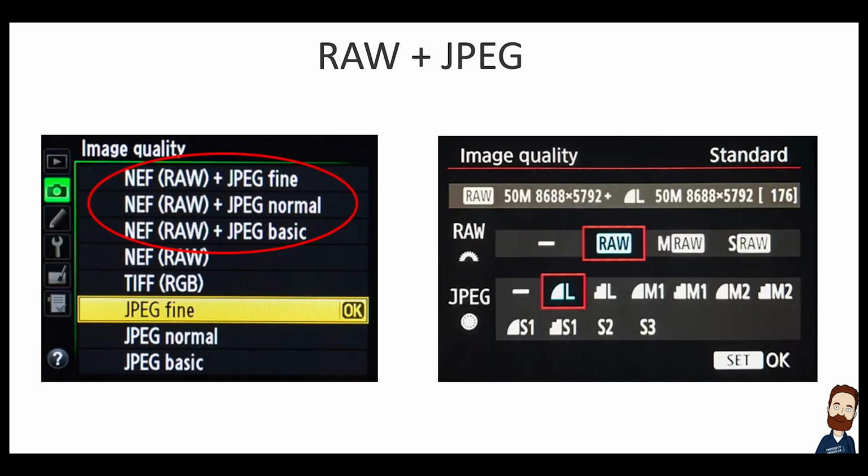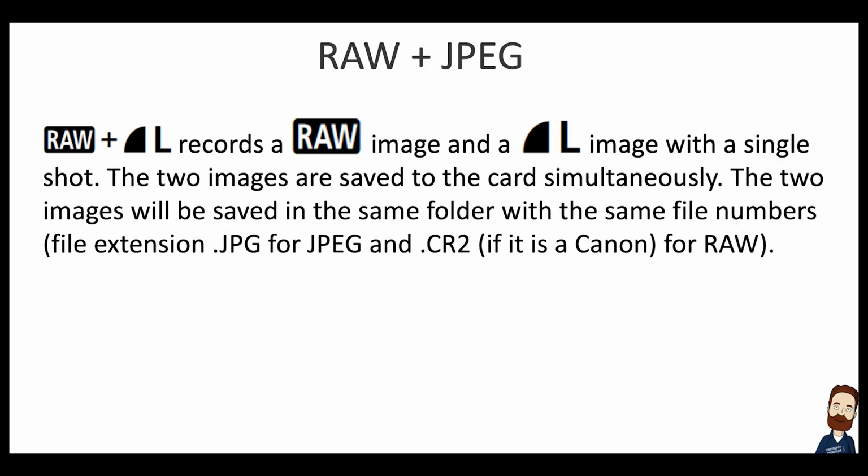Now, what about RAW plus JPEG? Like if you're hearing that RAW is really great and the best file, but you only know how to use JPEG, well then shouldn't you just shoot JPEG and RAW all the time? So RAW plus JPEG records a RAW image and a JPEG image with a single click of the shutter. The two separate images, which are saved as two separate image formats, are saved to the card simultaneously.